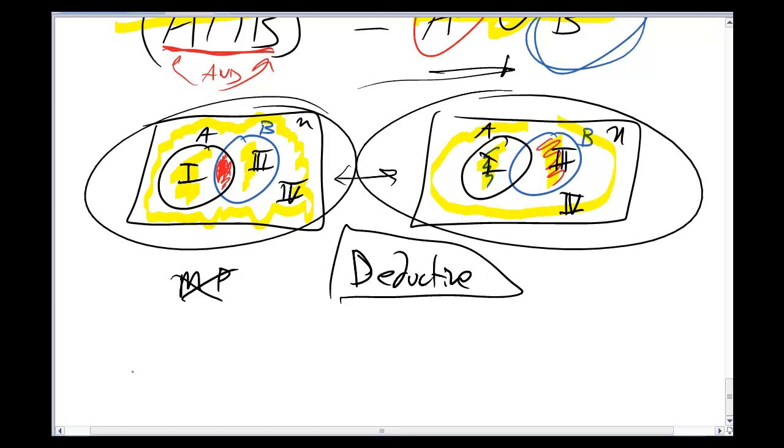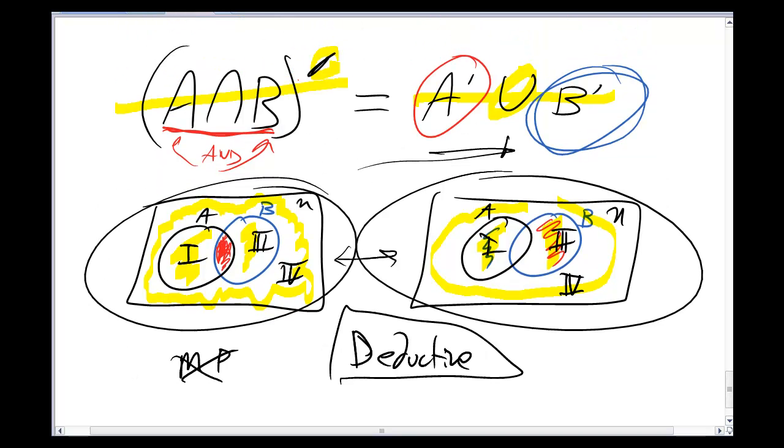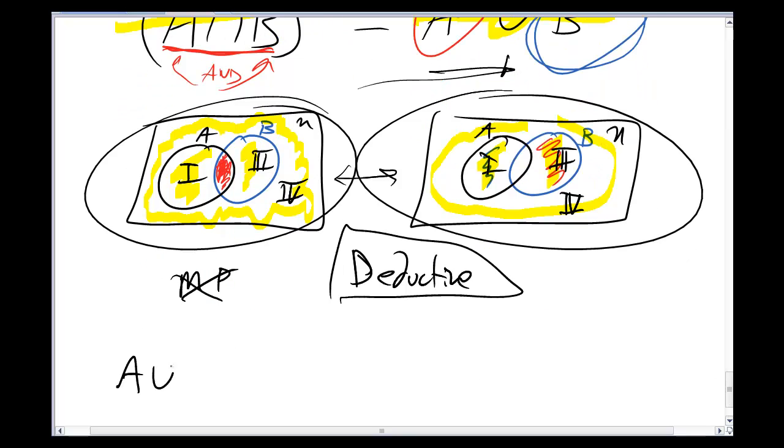The second De Morgan law is just the same thing, except instead of doing intersection and then complement, I do union and then complement.